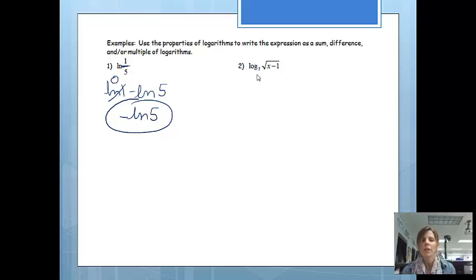Okay, this next one, the first thing I'm going to do is rewrite this as log base 3 of x minus 1 to the 1/2 power. The next thing I'm going to do is bring that 1/2 out front. So I'll have 1/2 log base 3 of x minus 1. And I could not go any farther on this one, because this is subtraction, it's not multiplication or division inside.